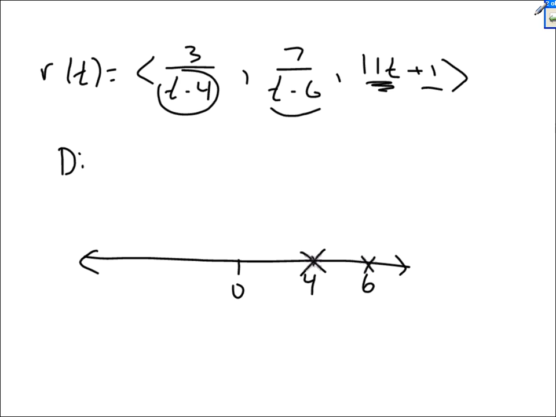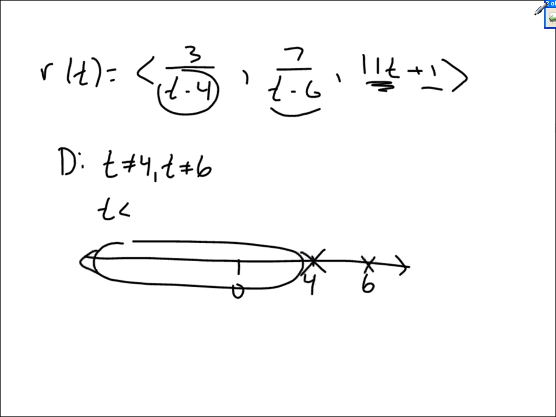So that's what I mean by you have to keep a running count. 4 and then 6, they both have to be excluded. The domain is t cannot be 4, t cannot be 6. It's easier to write down what it couldn't be than what it could be. I mean, you can say it's everything below 4: t is less than 4, or t is in between 4 and 6, this is how you write t is in between 4 and 6, or t is greater than 6.